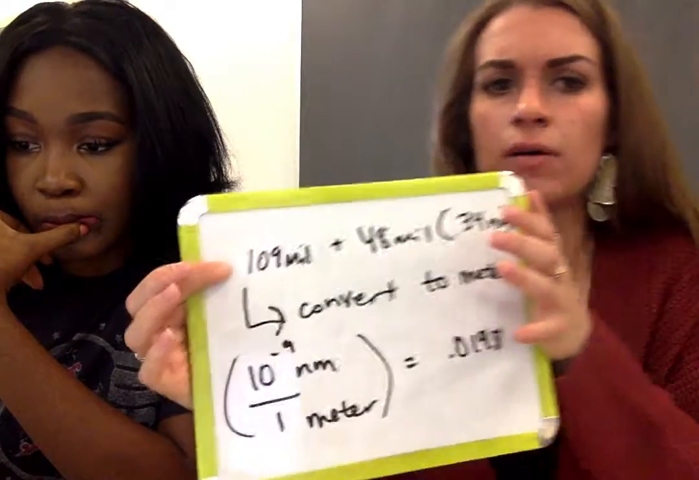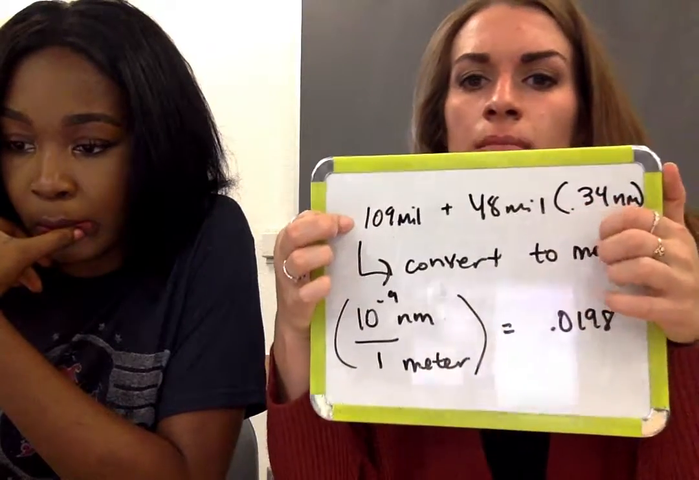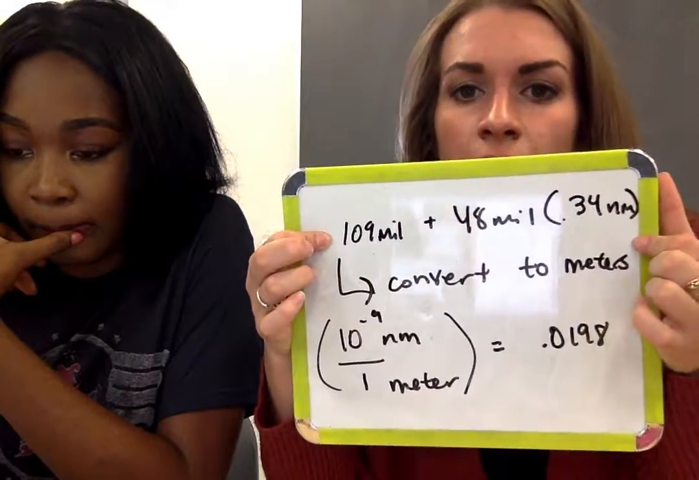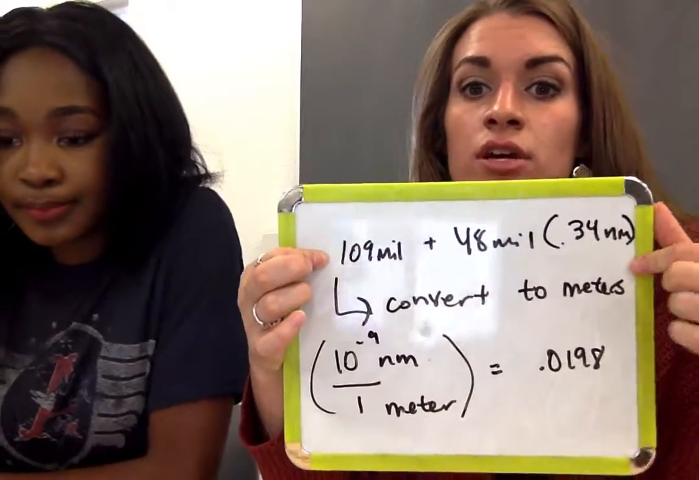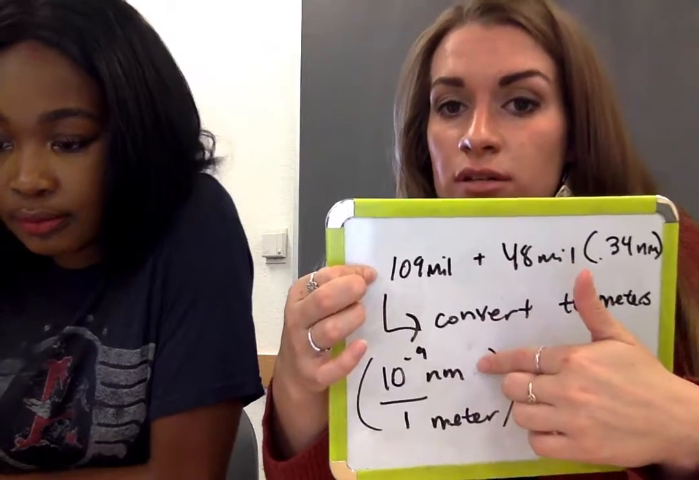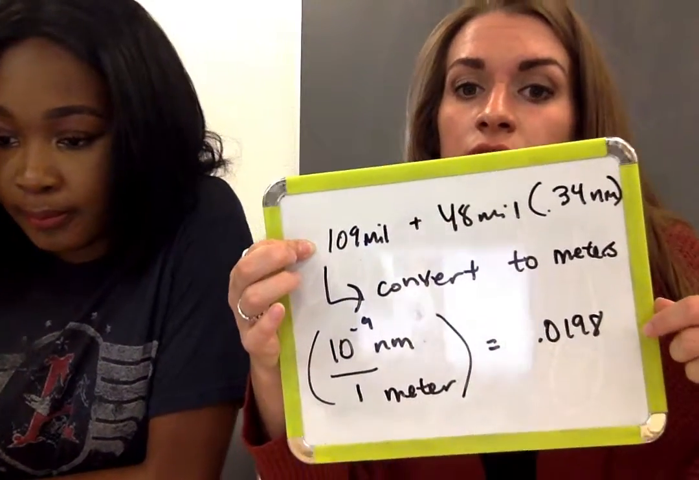So you have 109 million, and then you're going to add the 48 million together. You're going to multiply it by 0.34 nanometers. You're going to convert it to meters, and we know that there's 10 to the negative 9th nanometers in 1 meter, and you're going to get 0.0198.